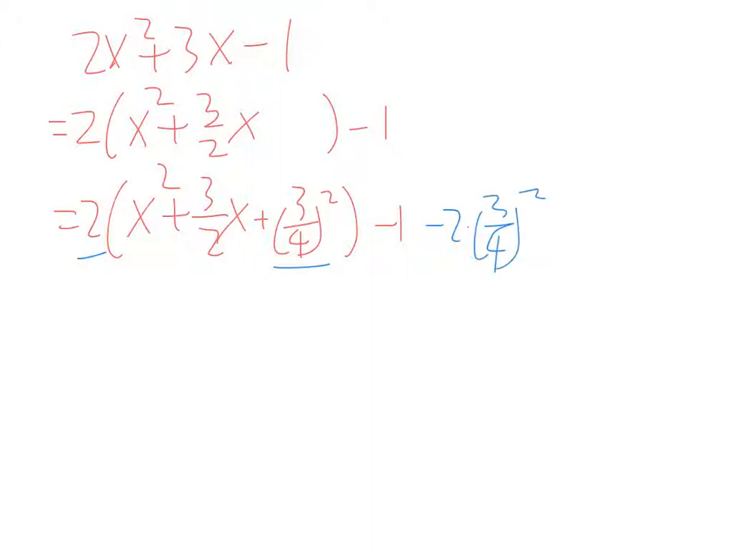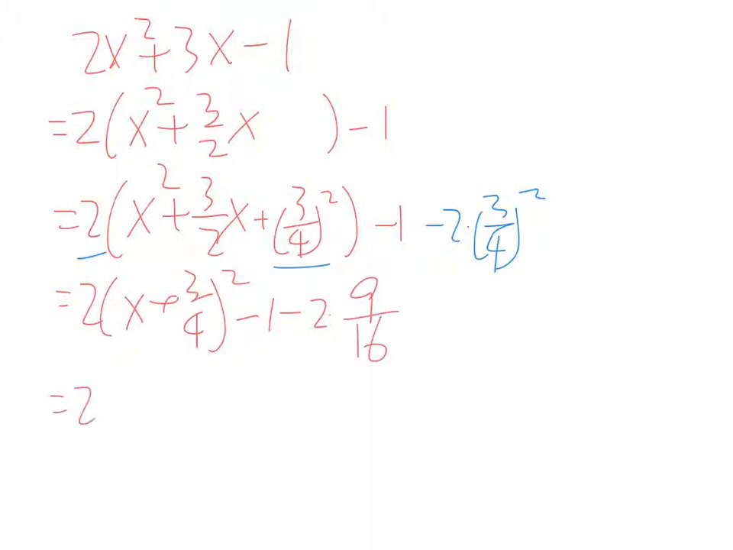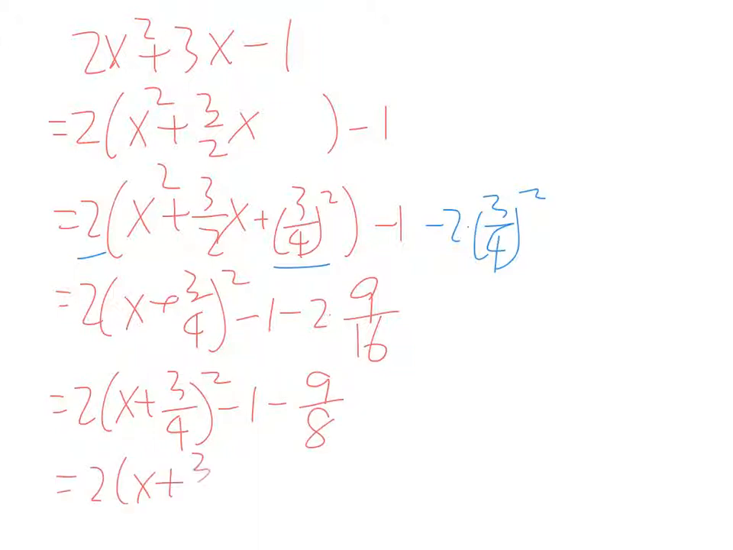to keep equality going. So this is going to be 2 times x plus 3/4 quantity squared minus 1 minus 2 times 3/4 squared as 9/16. So I will have 2 times x plus 3/4 quantity squared minus 1 minus 9/8, or 2 times x plus 3/4 quantity squared minus 17/8. Now I completed the square.